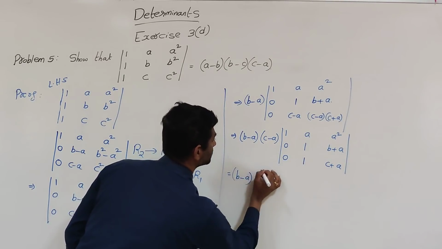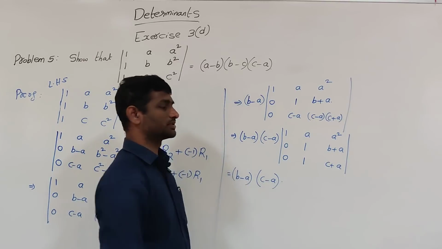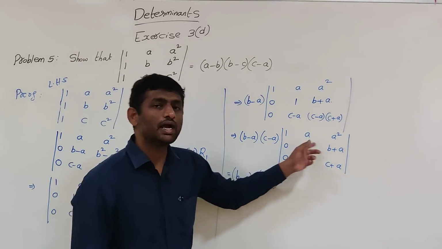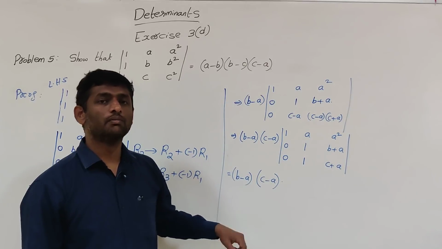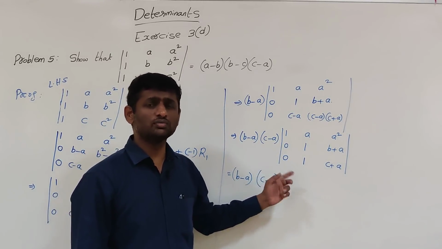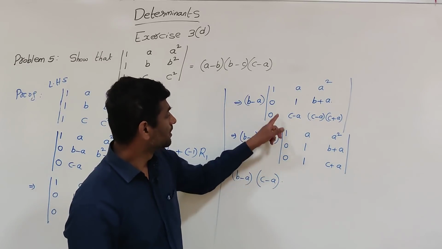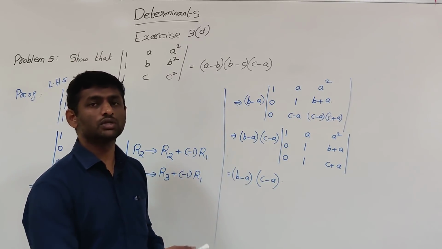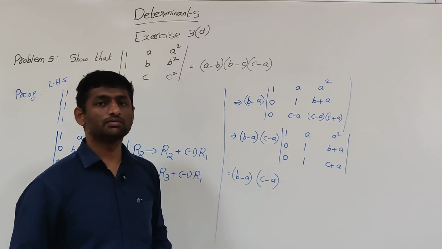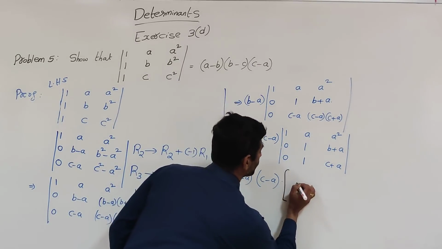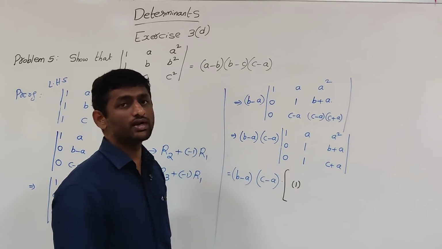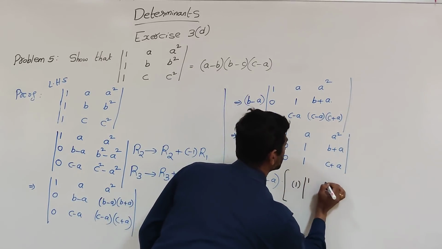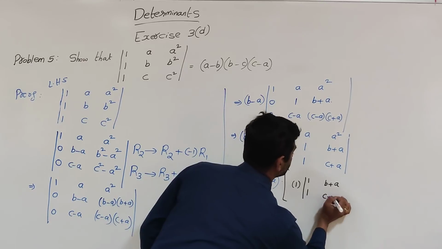So b minus a and c minus a are scalars. Now we have to find the determinant of a 3 by 3. You can use either any row or any column, but which row or column should be chosen? If you choose column 1, the number of zeros is more in column 1, so it will be better to choose column 1 for finding the determinant, that is 1 into the cofactor of 1, that is plus into, after hiding the first row and first column, 1, b plus a; 1, c plus a.